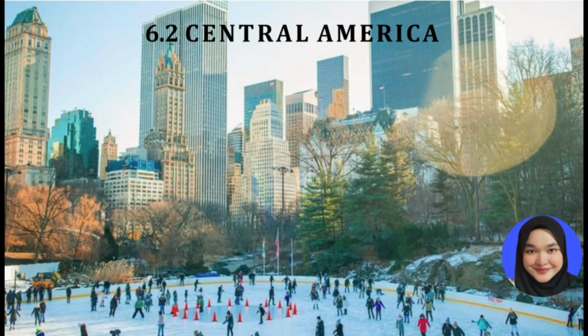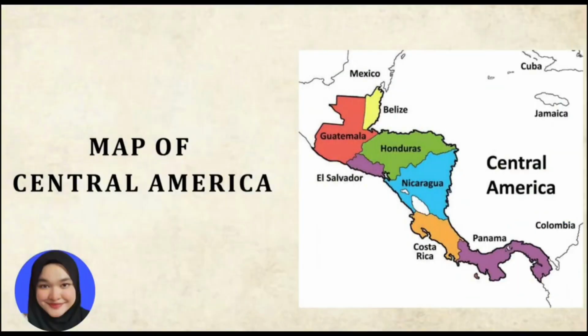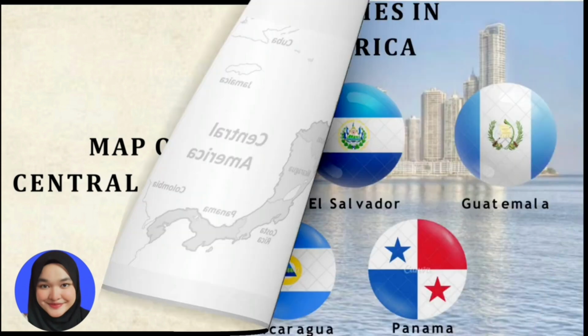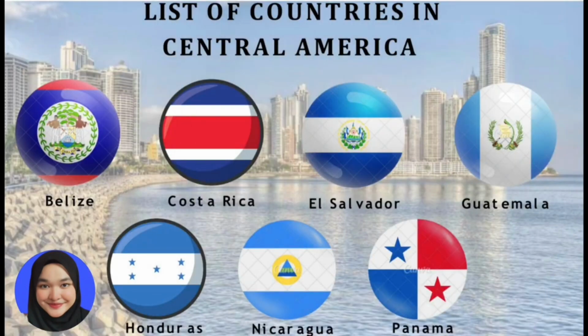For the 6.2 is Central America. Here is the map of Central America. Next is the list of countries in Central America. This includes Belize, Costa Rica, El Salvador, Guatemala, Honduras, Nicaragua, and Panama.